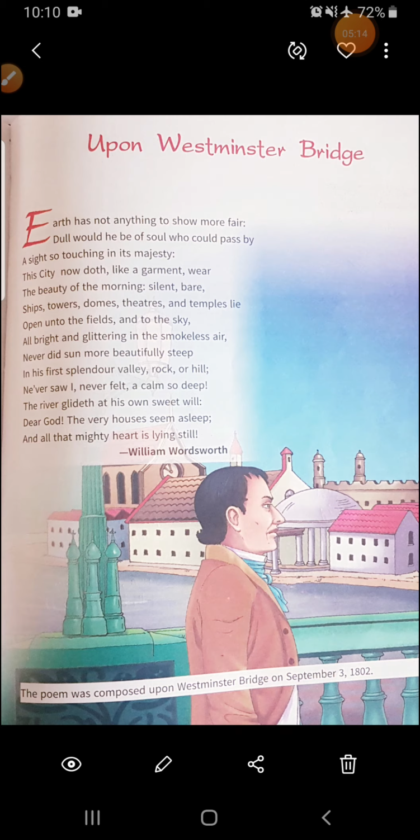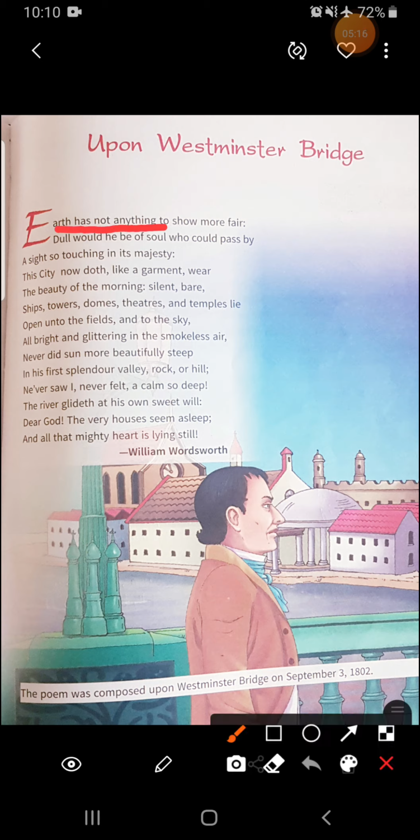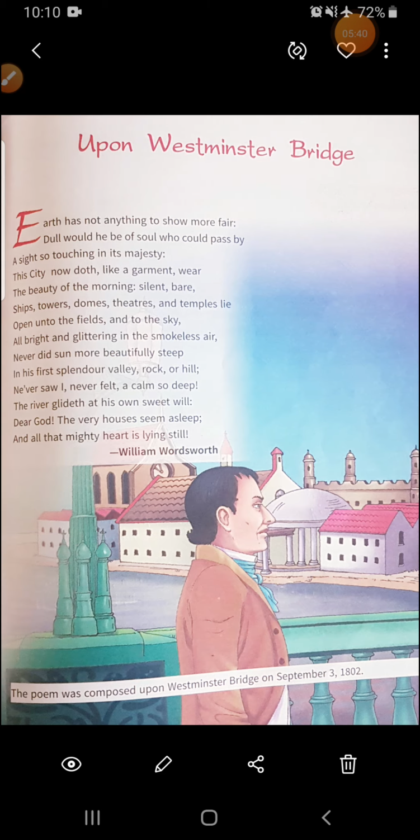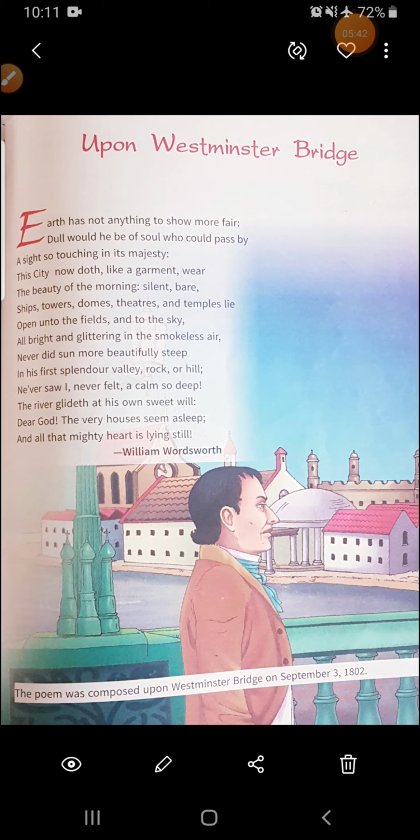Let's quickly start reading this poem. Earth has not anything to show more fair, dull would he be of soul who could pass by. So what this poet is saying is that earth has never shown something so beautiful as the view over this Westminster Bridge. He's exaggerating about the beauty and the nature that he has seen over this bridge, and he's saying that a person would be dull, meaning of no use, like a dead person, who just passes by through this bridge and does not admire the beauty of this city.